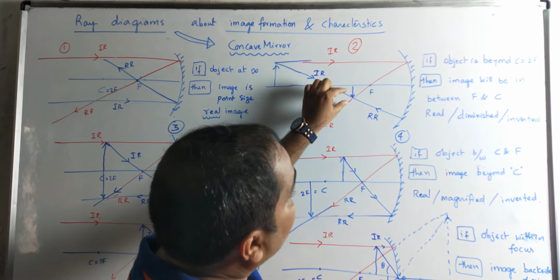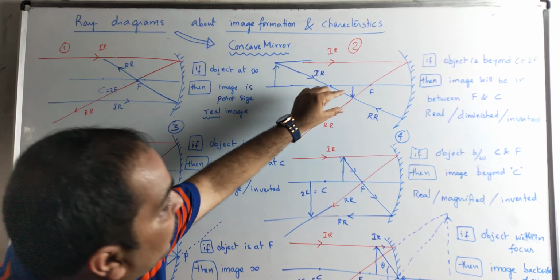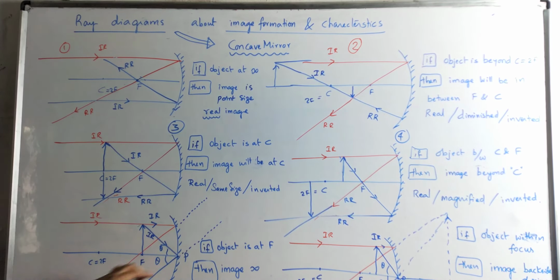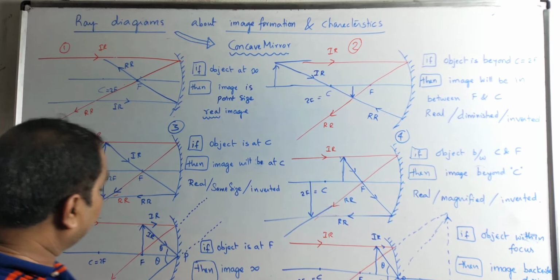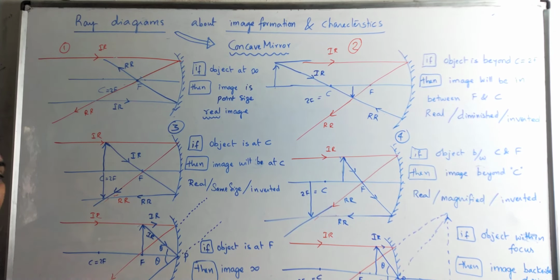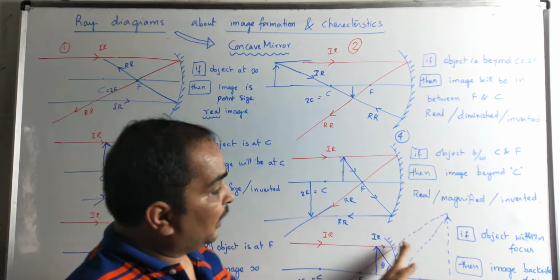If the object is at the center of curvature, you will get the image at the center of curvature. You can see the size is increasing. As you are coming nearer, the image size became a little bigger, and now it became equal to the object. Then further it became bigger than the object. Then suddenly it vanished. And after that, it became a virtual image.